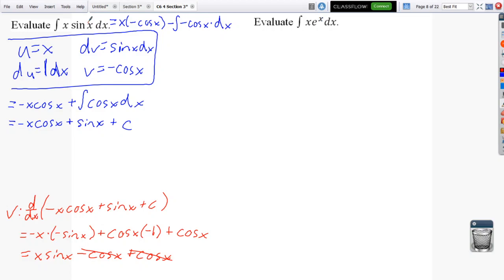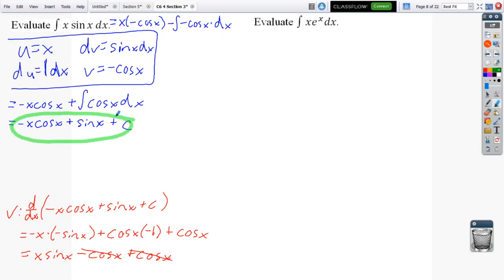So the answer is, just to be clear, let's make sure we have the answer down, right? The answer is going to be this right here. The red stuff at the bottom was just for me to say, hey, you did this right.